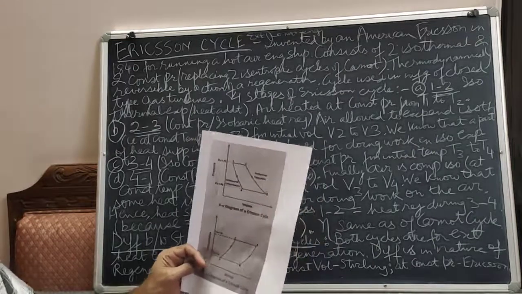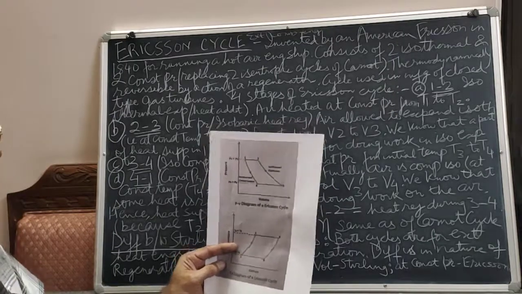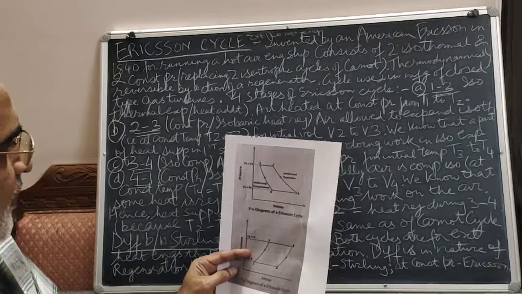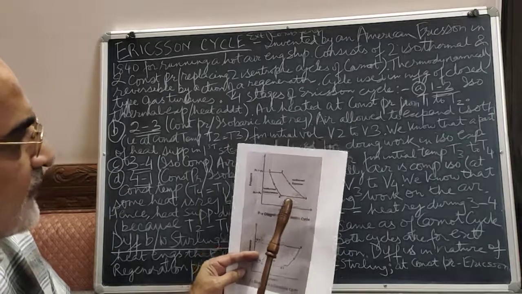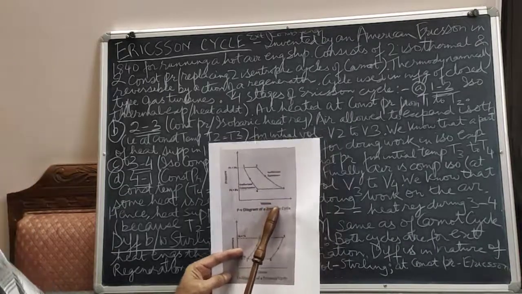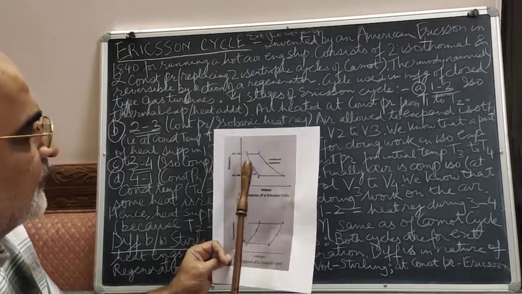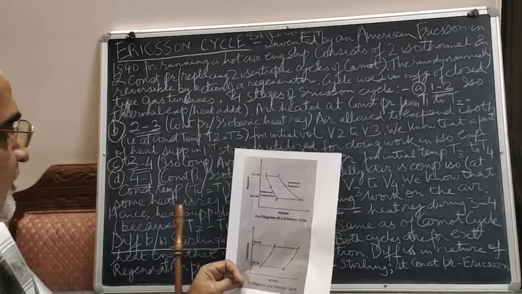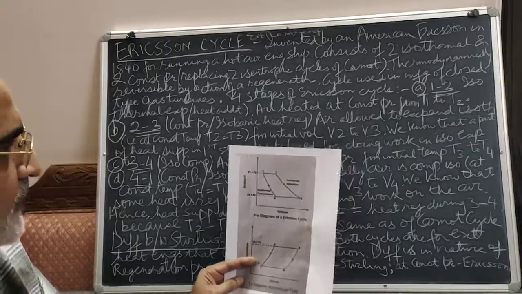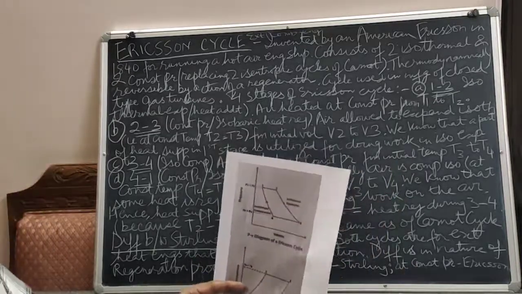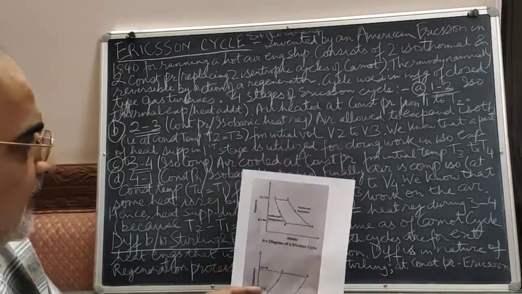The second phase is 2 to 3, constant pressure or isobaric heat rejection. The air is allowed to expand isothermally, that is at constant temperature, T2 equals T3, expands from 2 to 3, from initial volume V2 to V3. We know that a part of the heat supplied in the first stage is utilized for doing work in isothermal expansion.